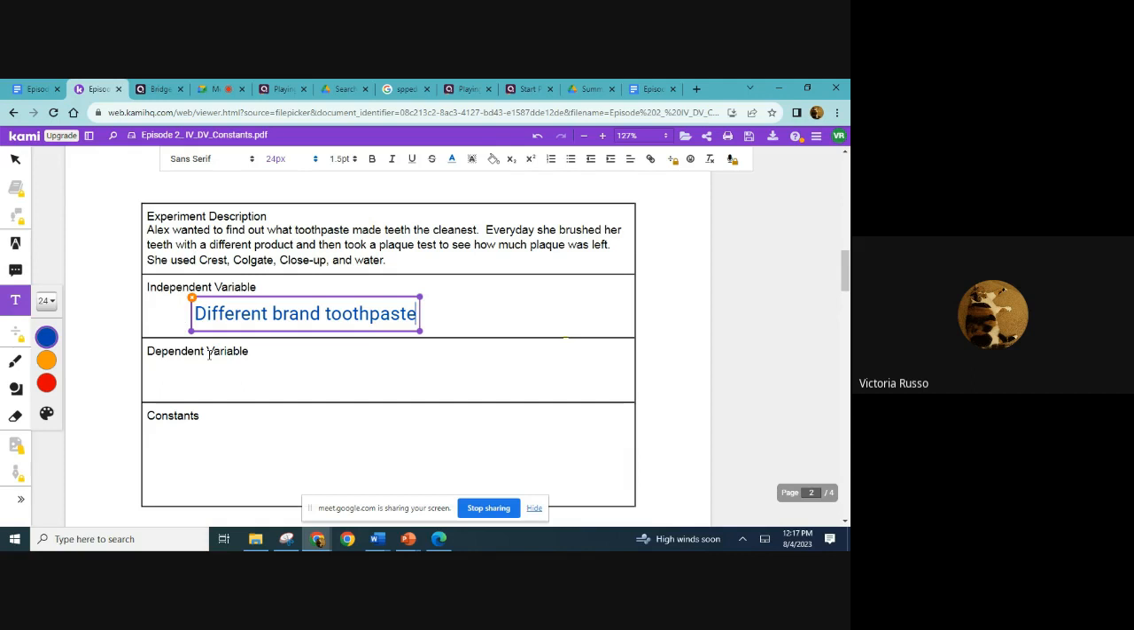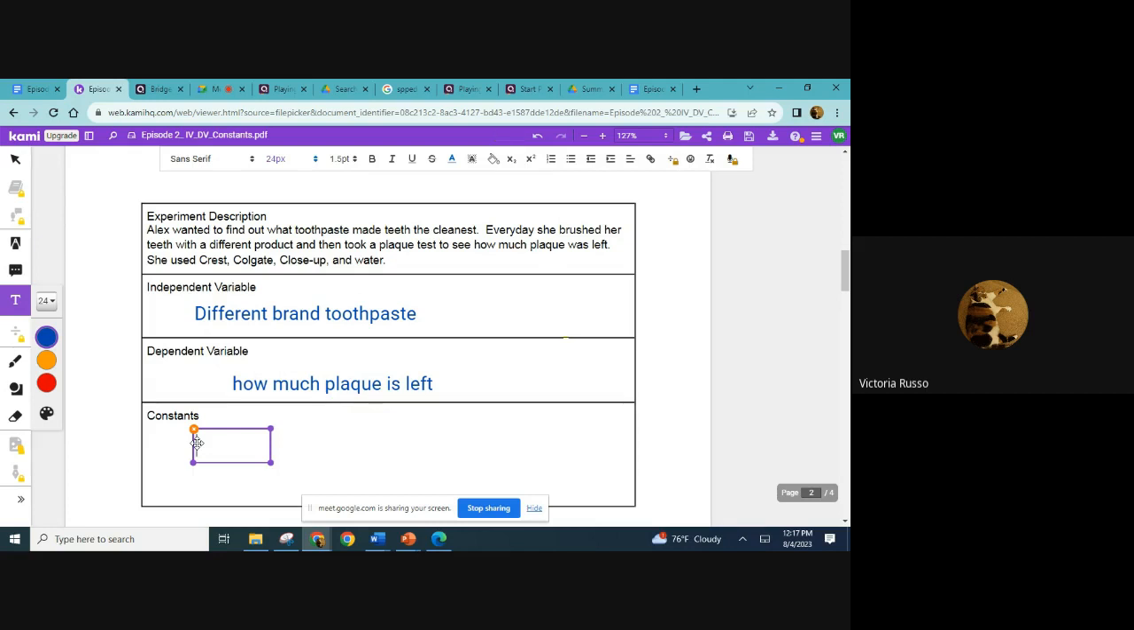Now, the dependent variable is what exactly she is measuring. Yes, she's going to determine how clean the teeth are, but what is she measuring to determine that? She's determining how much plaque is left. So the dependent variable is what the person doing the experiment is measuring at the end of the experiment. And constants are every other thing that affects how clean your teeth would get, except for the brand of toothpaste.